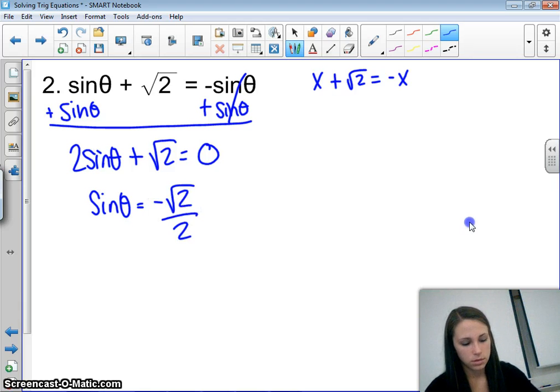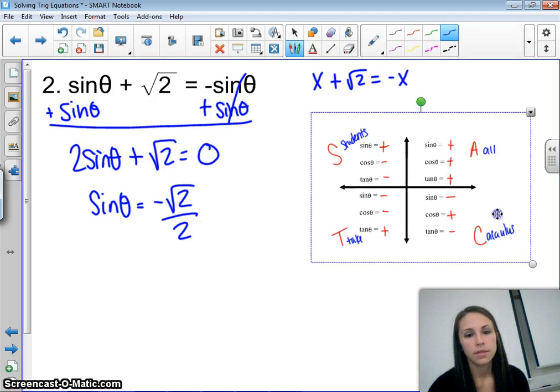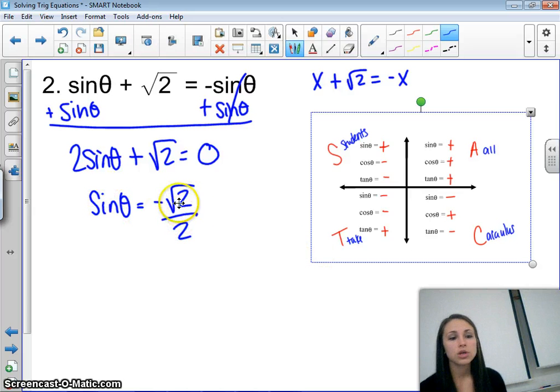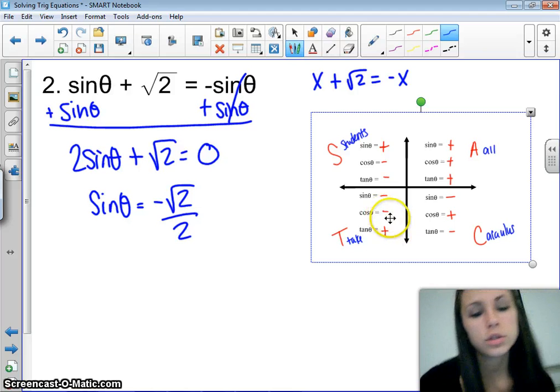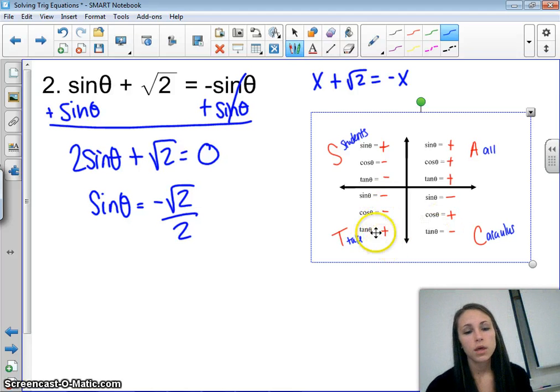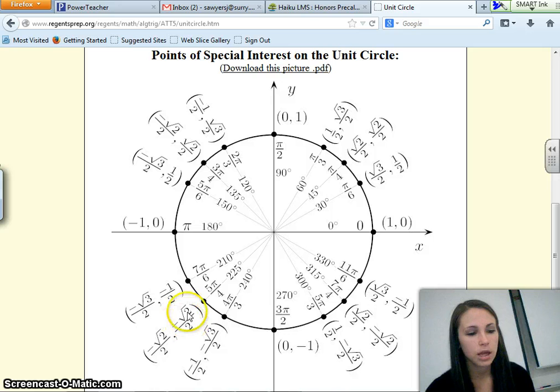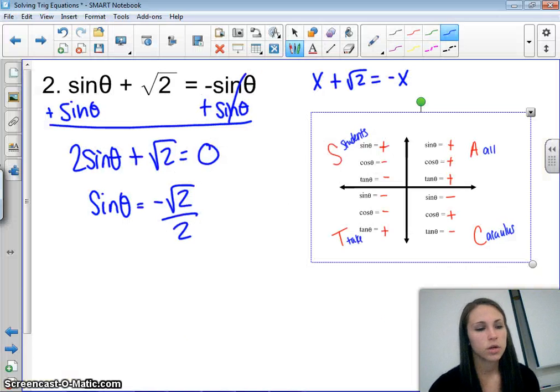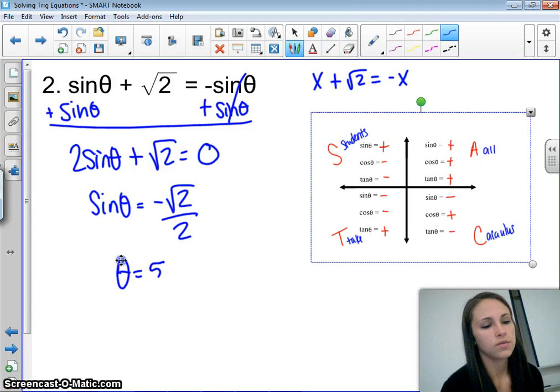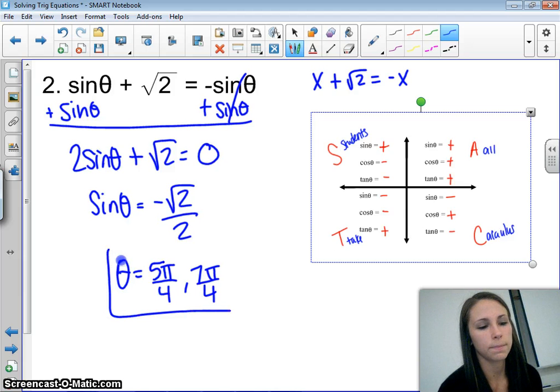So this is a negative number now. And so I'm looking for where the sine, or the y, is negative square root of 2 over 2. This is going to be negative in these two quadrants, the third and the fourth. And so I'm looking for an angle in the third and the fourth quadrants. When we go to our unit circle, the y is going to be negative square root of 2 over 2 at 5 pi over 4 and 7 pi over 4. So my answers here are theta equals 5 pi over 4 and 7 pi over 4.